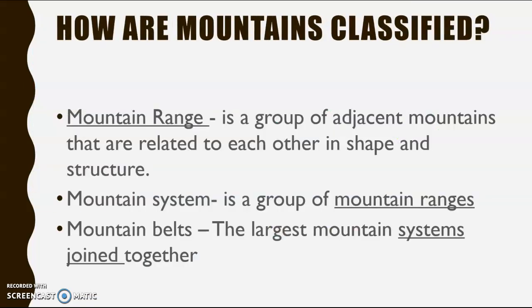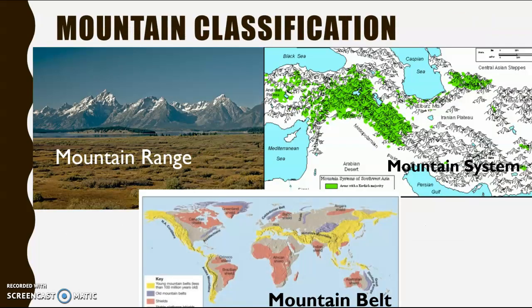Mountains are classified in several ways. You could have a mountain range or a mountain system or a mountain belt. A range is a group of adjacent mountains that are related to each other in shape and structure. A system is a group of mountain ranges, and a mountain belt is the largest mountain systems joined together. And this is what these look like. So the range, the system, and the mountain belt.